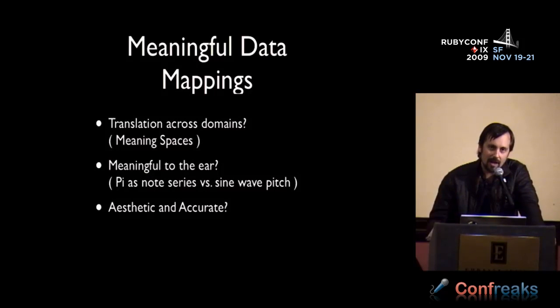So meaningful data mappings, I'm just going to mention a couple things. One is what can actually translate across domains, and there's this idea of meaning spaces: something's meaningful in one domain and something's meaningful in another domain, how do you translate between those two things? And the other thing is how can it be meaningful to the ear? So we have this raw series of data that could be played, like this pi generation thing where the notes don't really hang together all that well. But you take the same thing and you take pi and you create a sine wave and you get a perfect pure tone. And it's like, what mapping are you going to use that actually has some sort of meaning to the physiology of the ear?